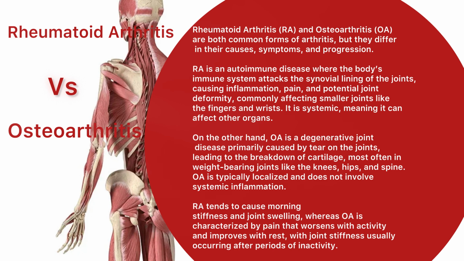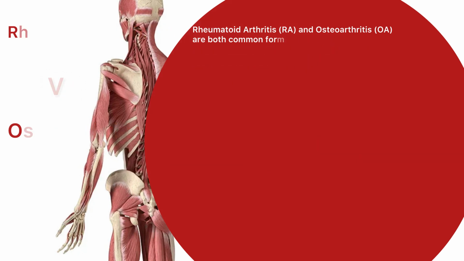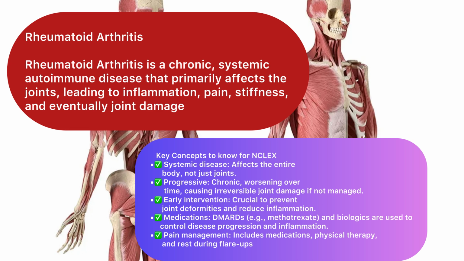Rheumatoid arthritis tends to cause morning stiffness and joint swelling, whereas osteoarthritis is characterized by pain that worsens with activity and improves with rest. Must know for the NCLEX. Okay, let's study these conditions separately.